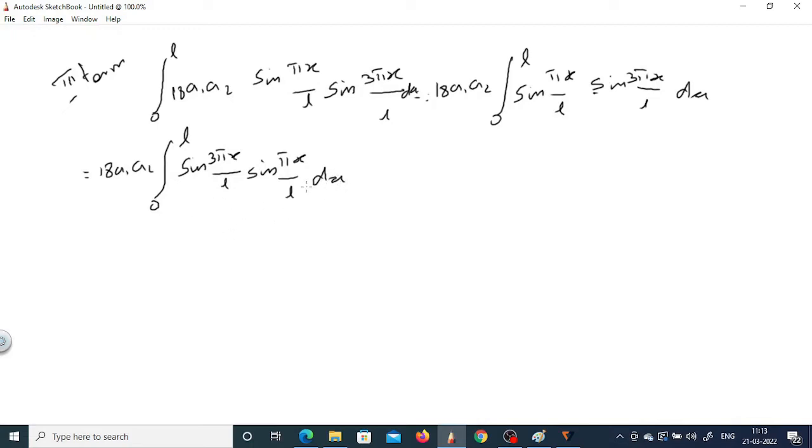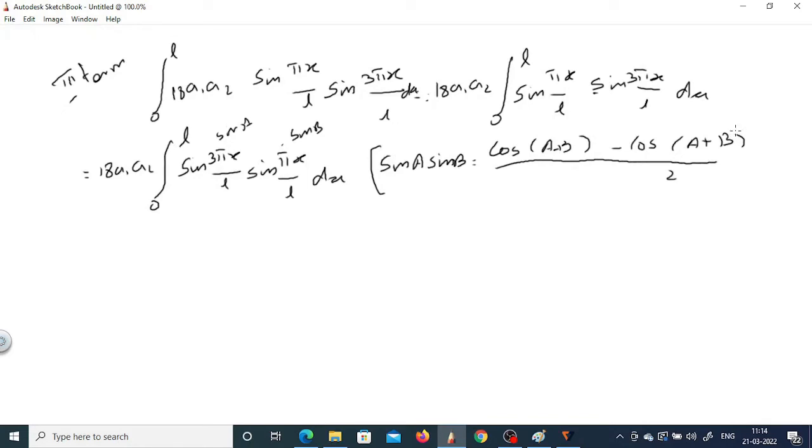I can integrate all the terms. So what happens with this? Here you see, I can utilize one formula. I consider this term as sine A and the second term as sine B. So what is sine A into sine B? The formula is cos of A minus B minus cos of A plus B, whole divided by 2. This is the formula for sine 3 pi x by L and sine pi x by L.